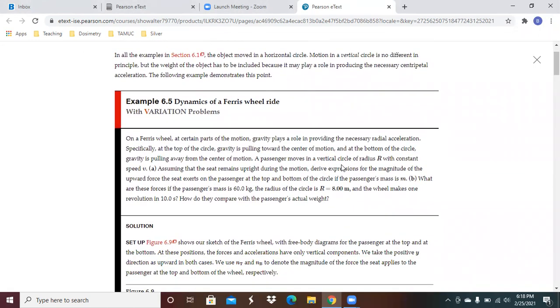A passenger moves in a vertical circle of radius r with constant speed v. Assuming that the seat remains upright during the motion, derive expressions for the magnitude of the upward force the seat exerts on the passenger at the top and the bottom of the circle if the passenger's mass is m. So what are the forces if the passenger's mass is 60 kilograms and the radius of the circle is this, and the wheel makes 1 revolution every 10 seconds?